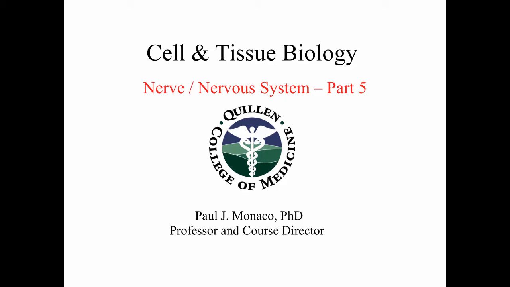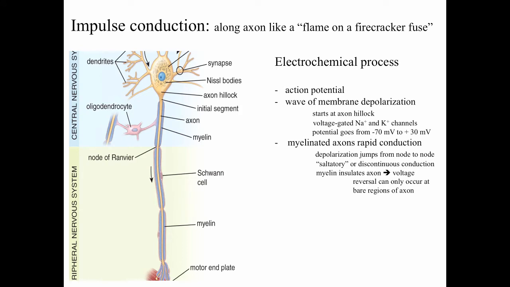This will be our final podcast on nerves and the nervous system. We'll talk a little bit first about impulse conduction. And you can almost think about impulse conduction along an axon almost like a flame that's traveling down the fuse of a firecracker. And you know from physiology that this is an electrochemical process.